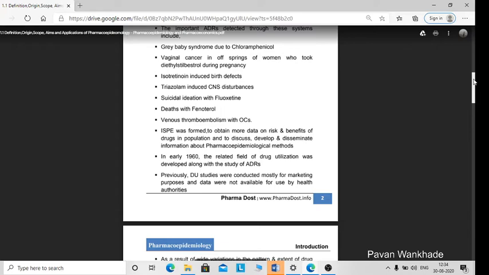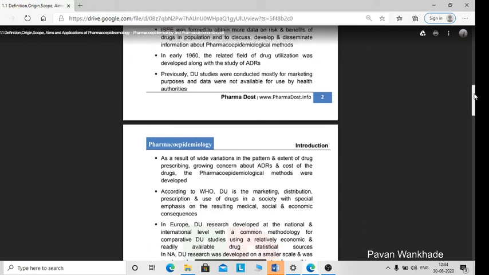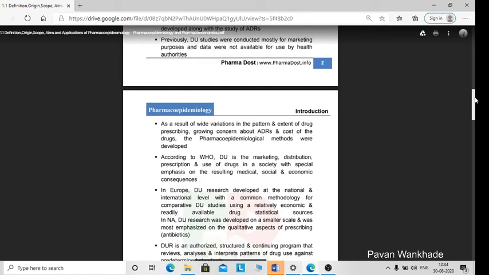Now, the International Society of Pharmacoepidemiology was formed to obtain more data on risk and benefit of drugs in populations and to discuss, develop and disseminate information about pharmacoepidemiological methods. In the 1960s, the related field of drug utilization was developed alongside the study of adverse drug reactions. As a result of wide variation in the pattern and extent of drug prescribing, growing concern about adverse reactions and the cost of drugs, pharmacoepidemiology methods were developed.